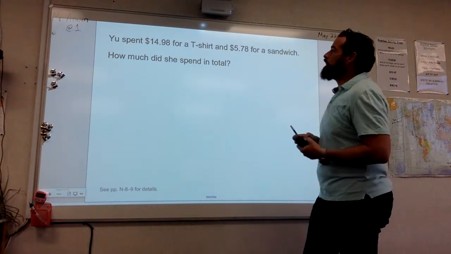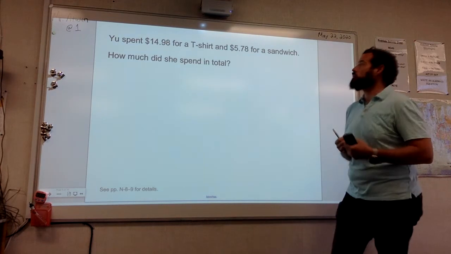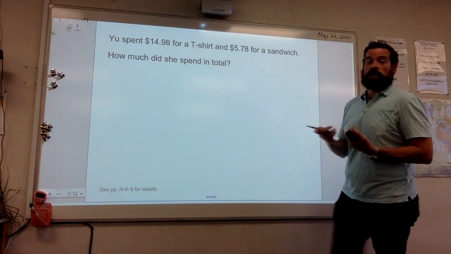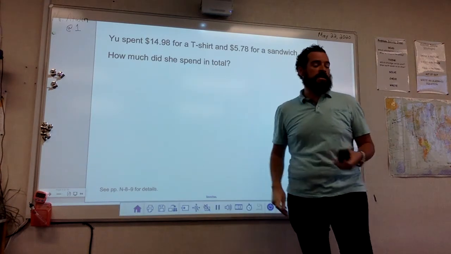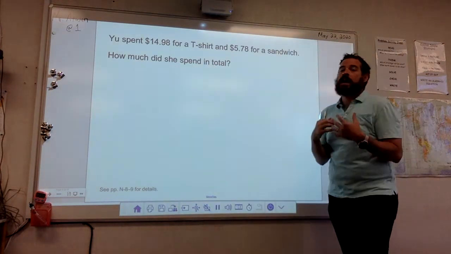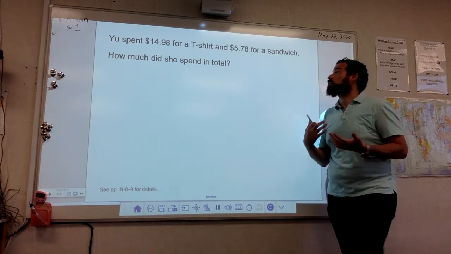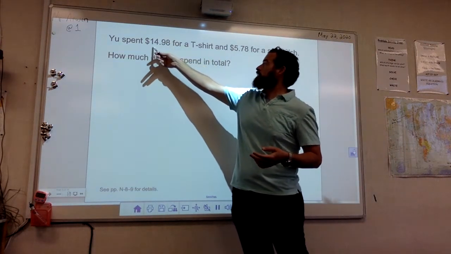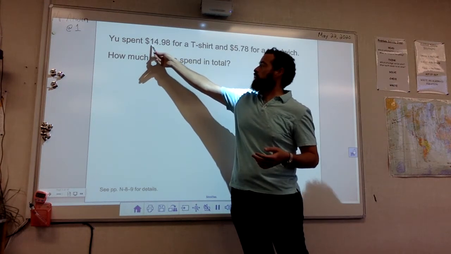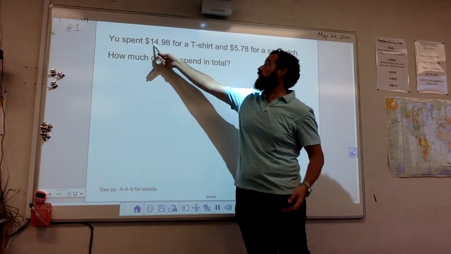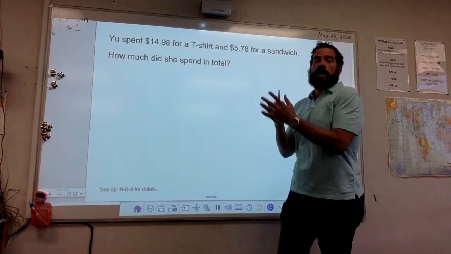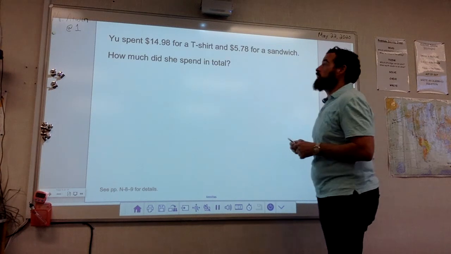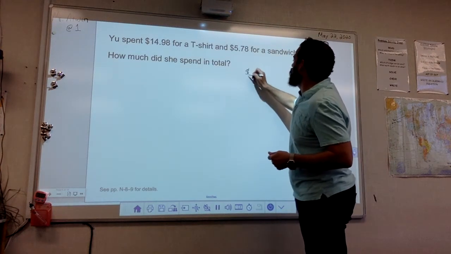So here we have you spent $14.98 for a t-shirt and $5.78 for a sandwich. How much did she spend in total? If we look at that in total, that tells us we're going to have to add this together to come up with an answer. So one thing I just wanted to point out here is here we've got a number in the tens column. Here we do not. So again, making sure you're lining up those decimals is very important so that you get the right answer.